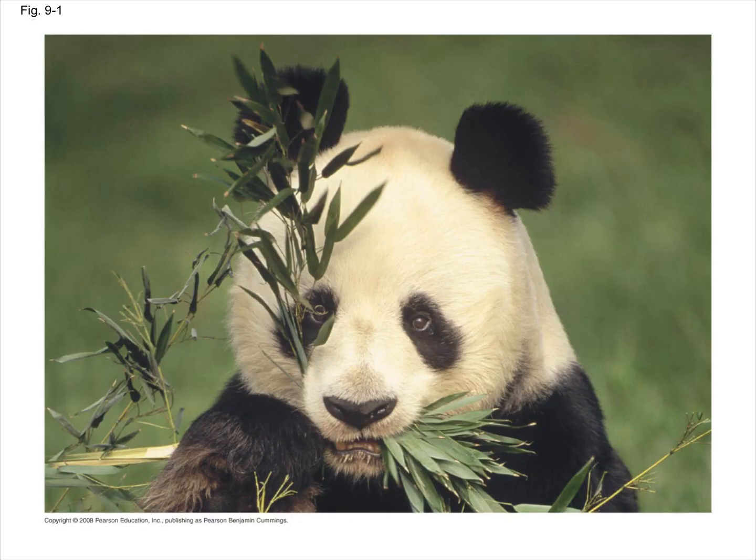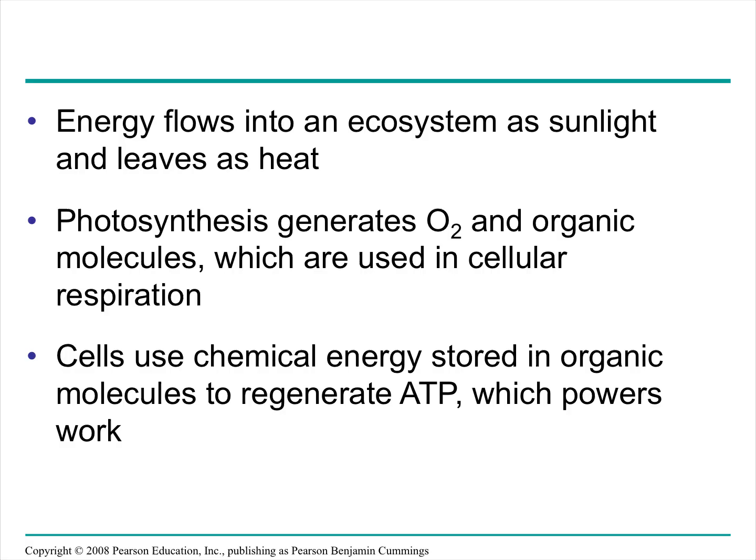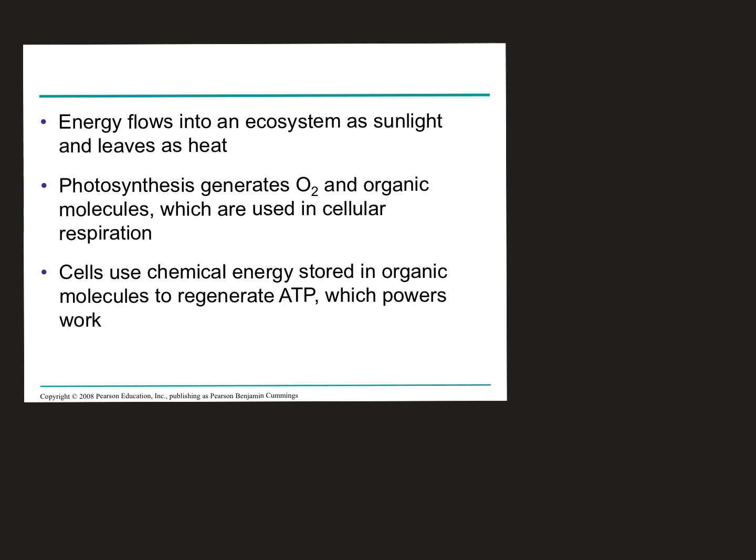So you look at a giant panda, it's eating its bamboo, and that's where it gets its energy, from the plant that made sugar. If we're going to eat the panda, we would get the energy from the panda, right? Energy flows into an ecosystem as sunlight and leaves as heat. That's right.